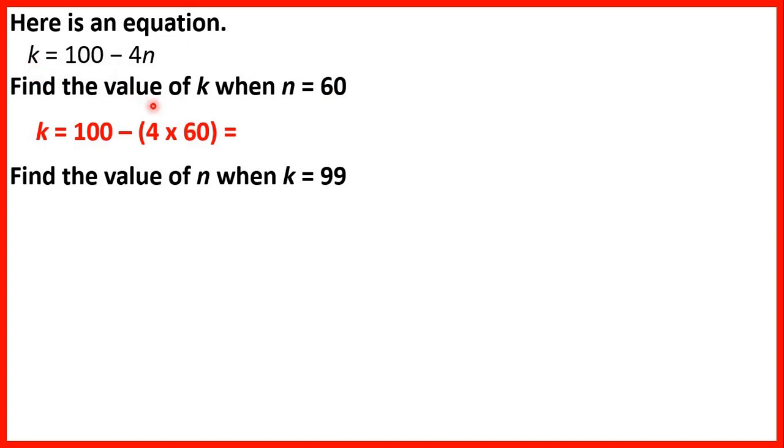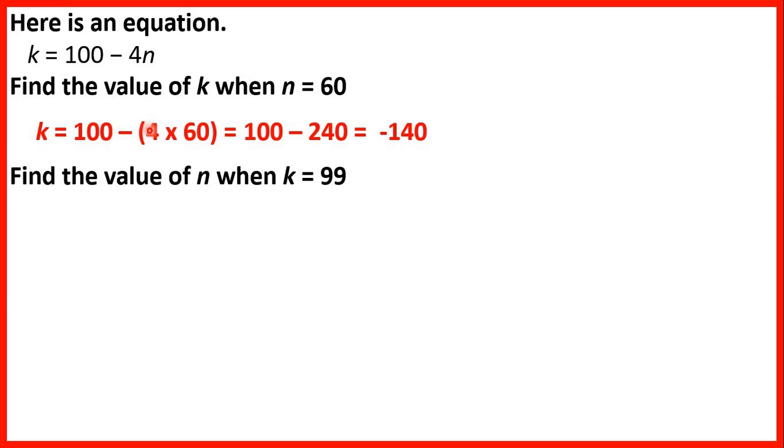of k. Now 4 times 60 is 240, and if we subtract that from 100, we get minus 140 as the value of k. Because remember, if the number we're subtracting is larger than the number we start with, we'll have a negative number as our answer.